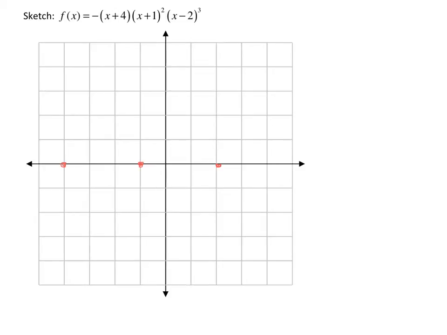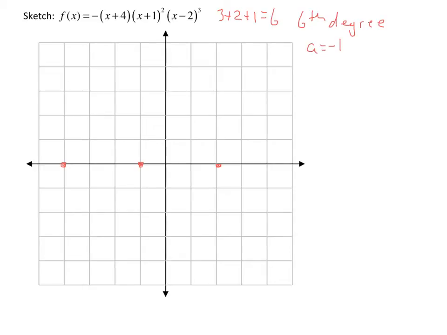Now I want to make the function for this. The question first is, what kind of degree is this? It's important to look at the degree. Well, you find the degree by adding the powers. So 3 plus 2 plus 1 would be a 6. That means it's a 6th degree polynomial. Now, your a value is -1.